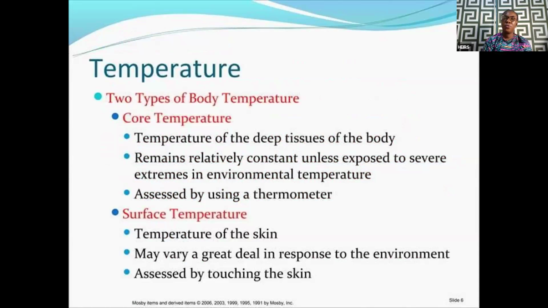The core body temperature is the temperature of the deep tissues of the body. Usually you'll be able to assess it with a thermometer, either under the armpit, under the tongue, or in the rectum. By the rectum, I mean you pass through the anus to go deep into the rectum. Or you take an oral temperature, or use some special thermometers through the ear. Now, surface temperature many times is just the temperature of the skin. That could just be you touching the patient's skin, like so, to feel for the person's temperature.